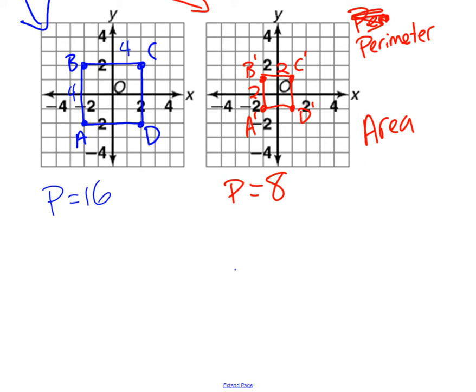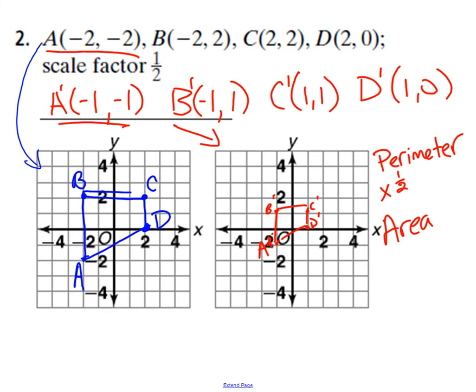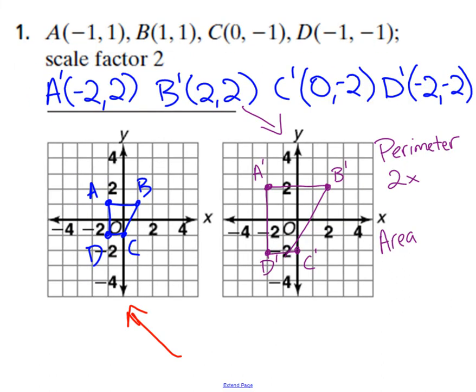Okay, so how are the perimeters of the two shapes related? How do you get from 16 to 8? Divided by 2, which is the same as multiplying by 1/2. Which is multiplying it by the what? The scale factor. Which is what we said here, right?